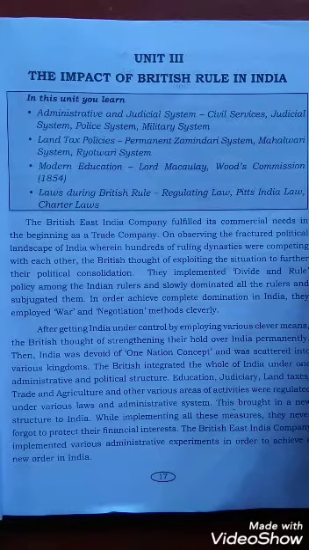After getting India under control by employing various means or ways, the British thought of strengthening their hold over India permanently. So they integrated all of India under one administrative and political structure. Various laws and new administrative systems regulated various activities like education, trade, judiciary, land taxes and agriculture also in India.